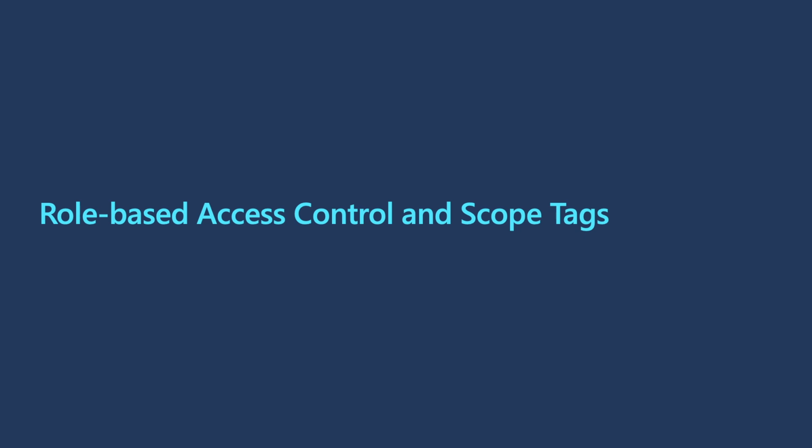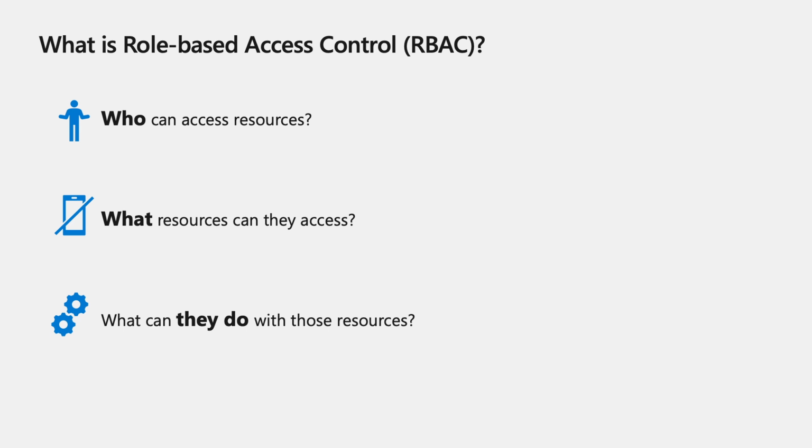So now that we have that context, let's start talking about role-based access control, or in short, RBAC. RBAC is a way to manage access to organizations' resources and also understand what they can do with those resources. To break it down, RBAC answers these three questions. Who can access resources? What resources can they access? And what can they do with those resources? You can start defining RBAC by answering these three questions.